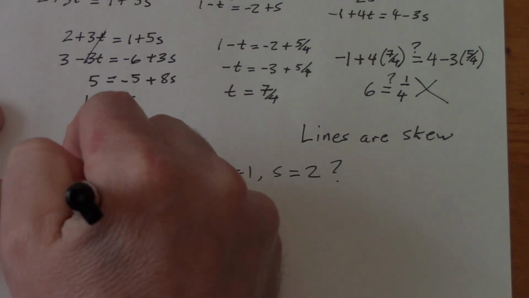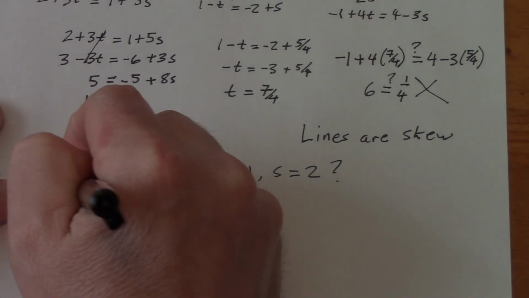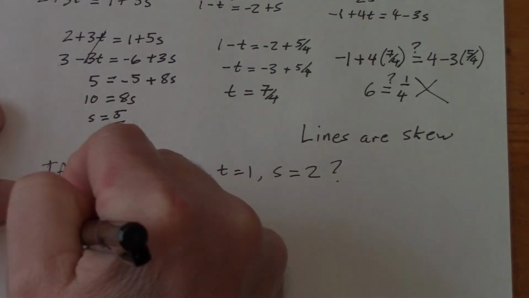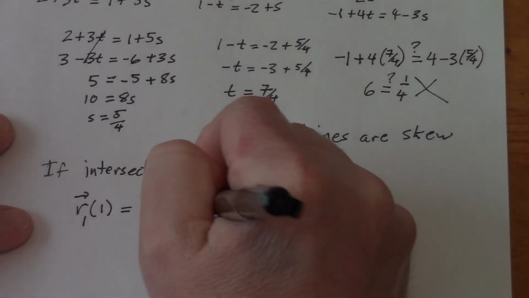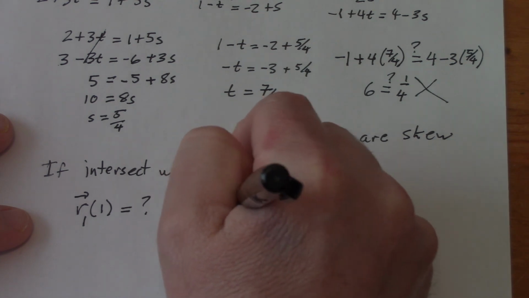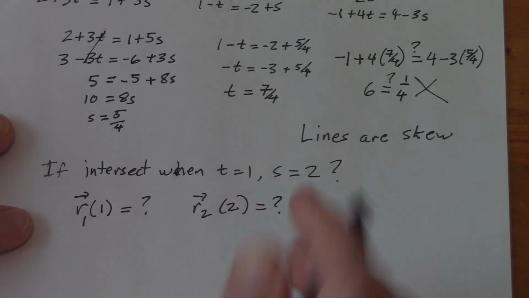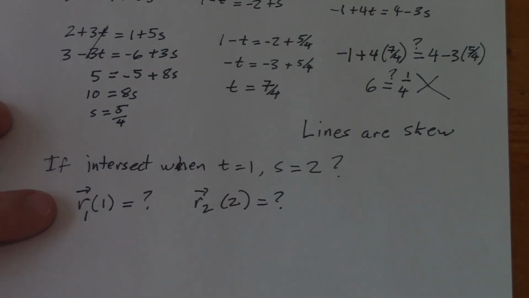So you would then find r1 of 1, and then you could find r2 of 2. And I always suggest that you do both of those. They should be the same point. If they're not the same point, then something's wrong because they were supposed to intersect. Okay? So that's how you find if lines intersect or if they're skew. Once again, parallel and perpendicular are a completely different story. Much easier. Just look at the direction vectors. Okay?